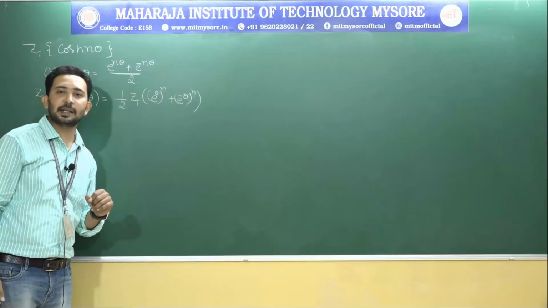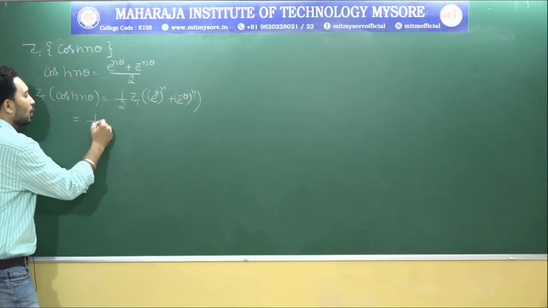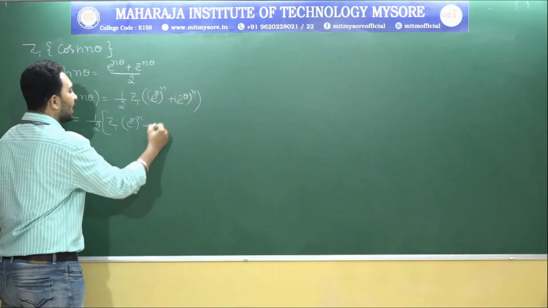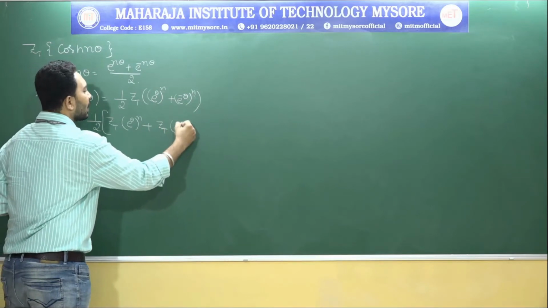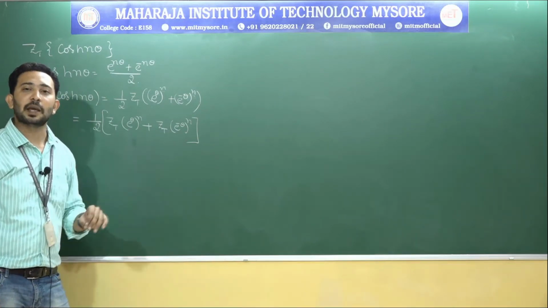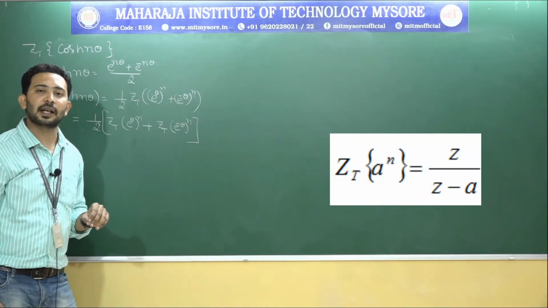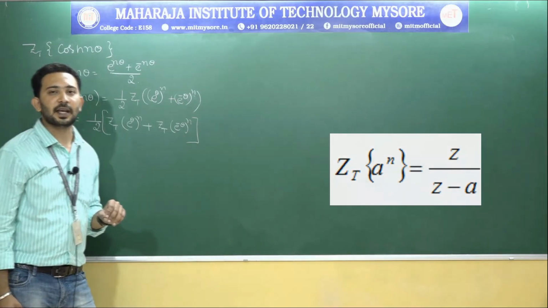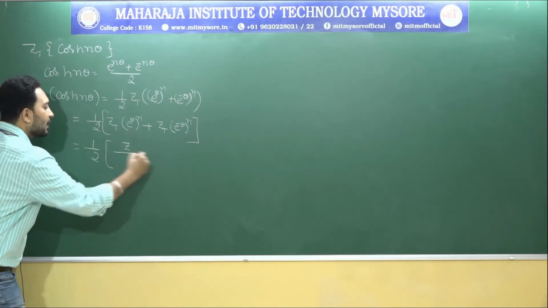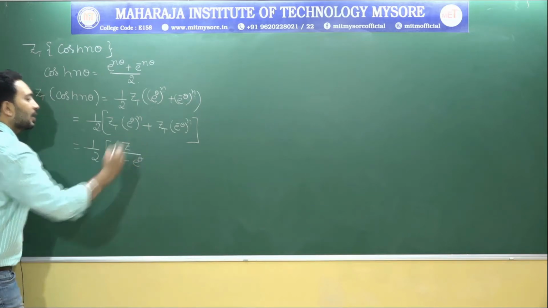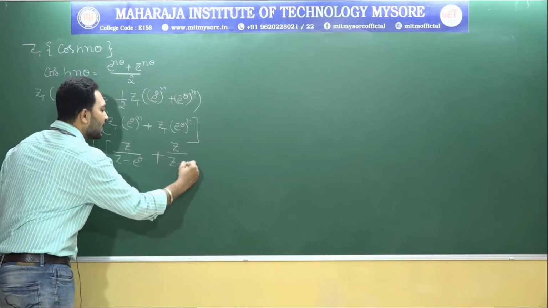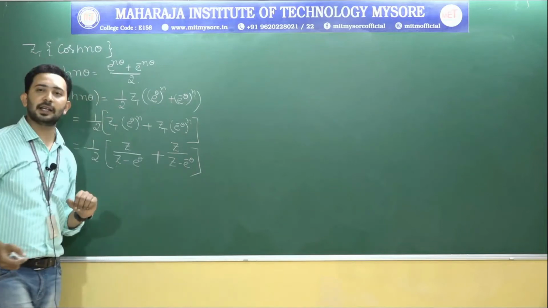By applying the linearity property, I can write this as 1 by 2 into the z transformation of (e power theta) power n plus the z transformation of (e power minus theta) power n. It is in the form of the z transformation of a power n. What is the z transformation of a power n? It is z divided by z minus a. So by using that formula, I can write this as z divided by z minus e power theta, similarly plus z divided by z minus e power minus theta.